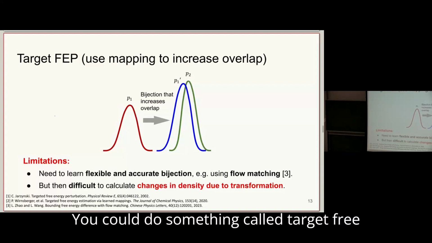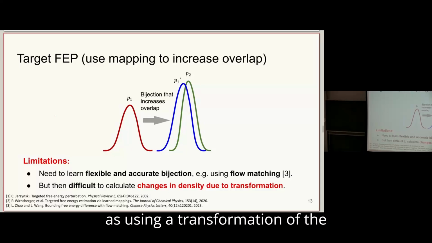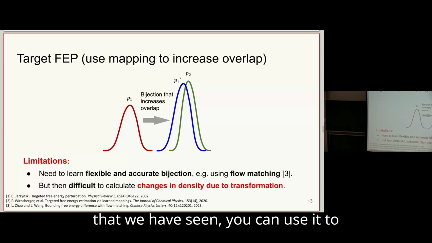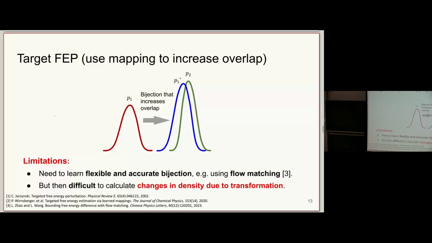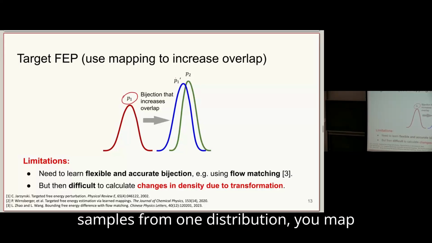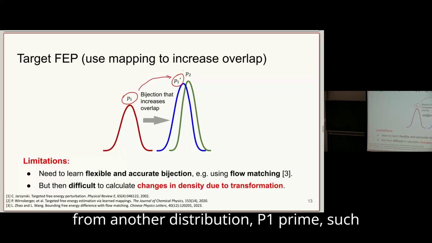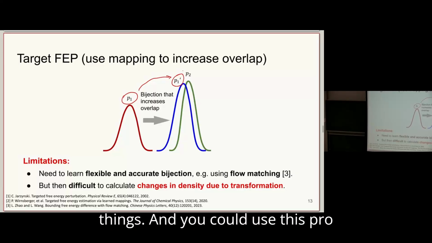You could do something called target free energy perturbation, and it's as simple as using a transformation of the data to have more support. All the stuff that we have seen, you can use it to solve these problems. You could use a normalizing flow, for example. Okay? And the idea is that you have your samples from one distribution, you map them, and you obtain new samples from another distribution, P1 prime, such that there is high overlap with the target. And then you can do importance sampling or BAR or other things.